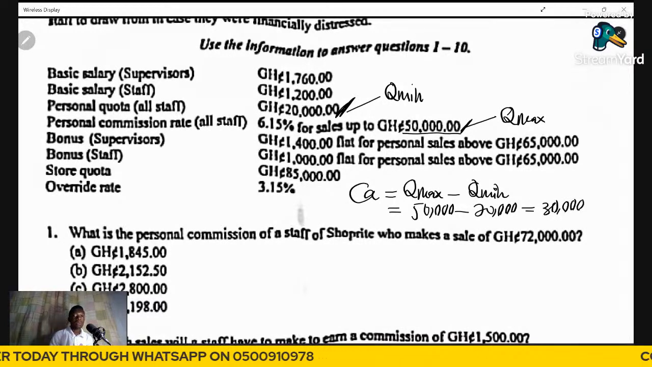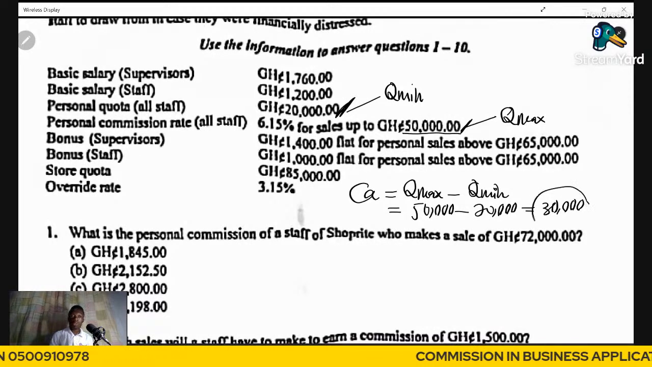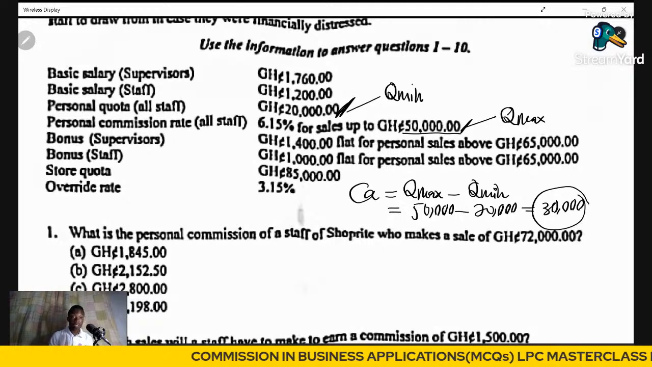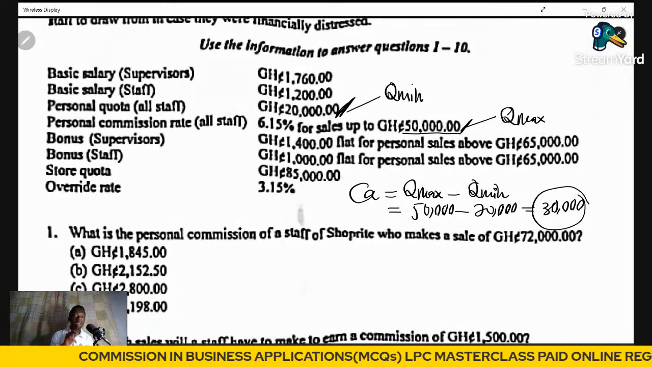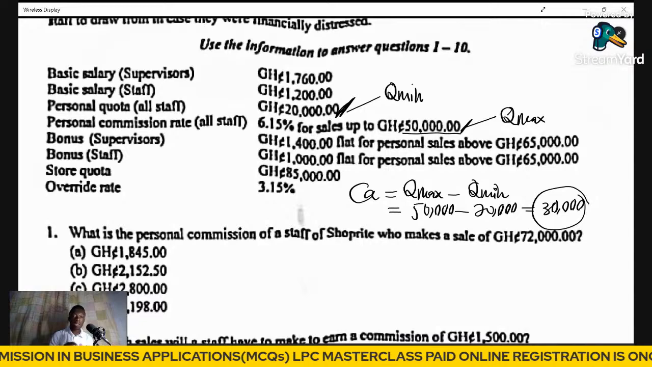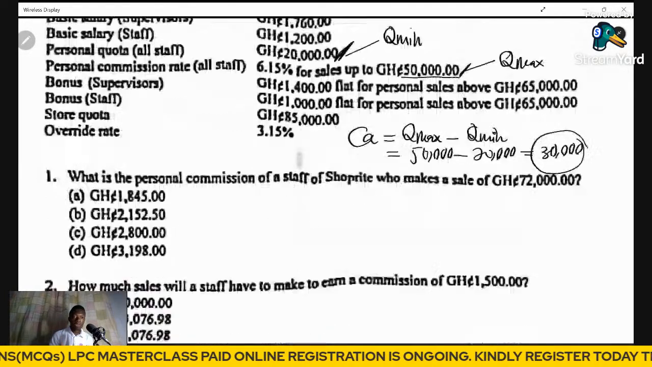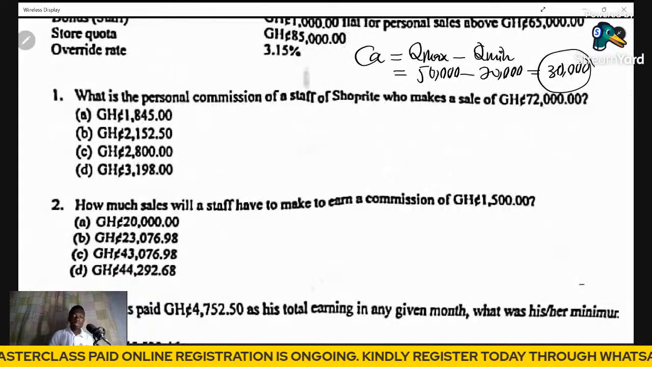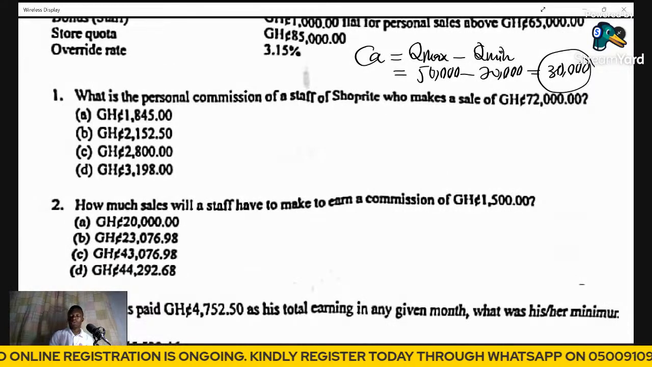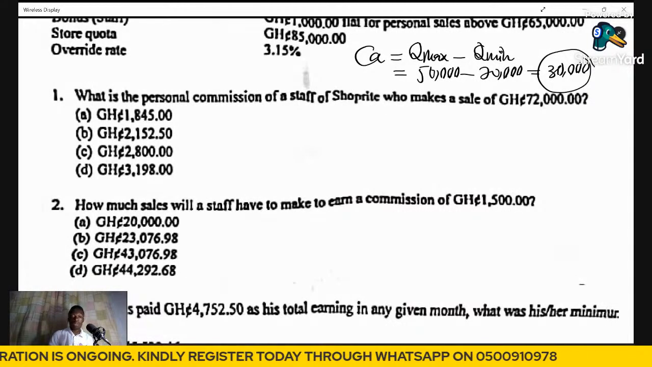Once this commission amount is obtained, that is the amount upon which you are going to apply the rate of 6.15% to get a full commission. This happens where the sale of a staff or a supervisor exceeds the maximum quota of 50,000. So let's see the first question. What is the personal commission of a staff of ShopRite who made a sale of 72,000?